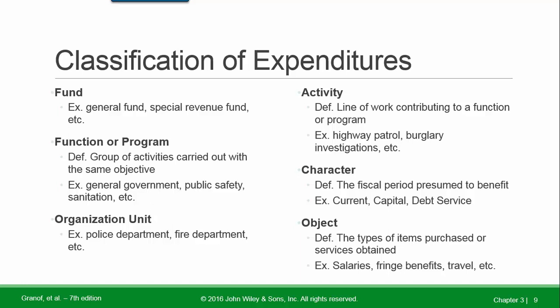The definition, the types of items purchased or services obtained. Here is the first time we've considered salaries, fringe benefits, travel, rent, utilities, these things that we usually think about on an income statement for a business, but these now are part of this classification scheme. Fund to function or program, to organization unit, to activity, to character, and then to object.